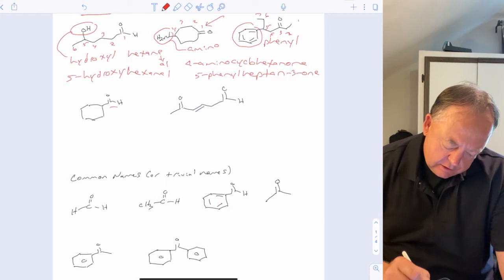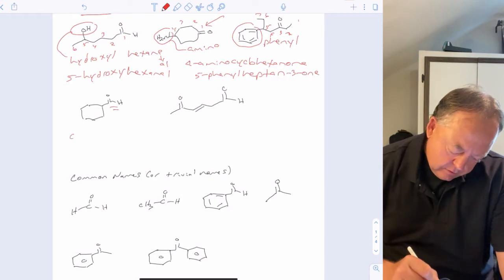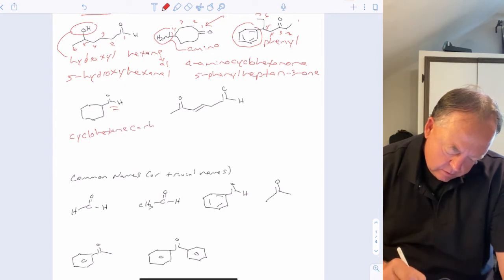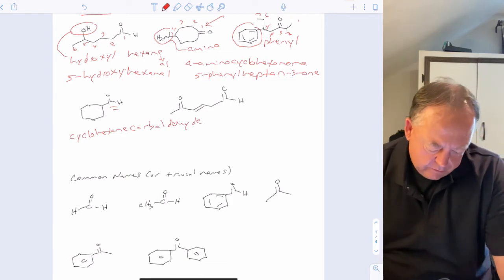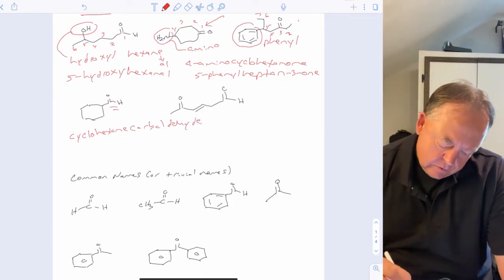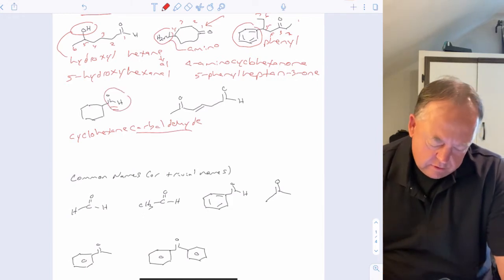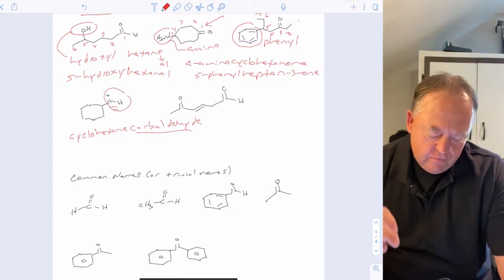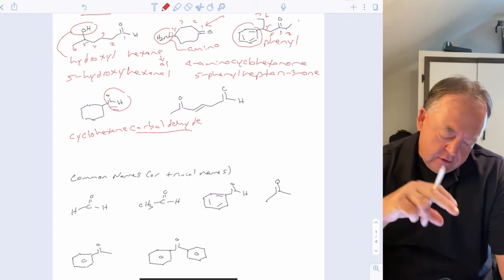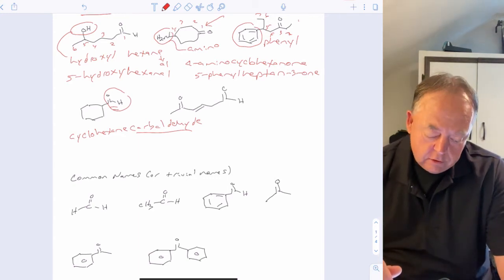So in this case, that would be called cyclohexanecarbaldehyde. That is how you would treat an aldehyde on a larger ring structure.